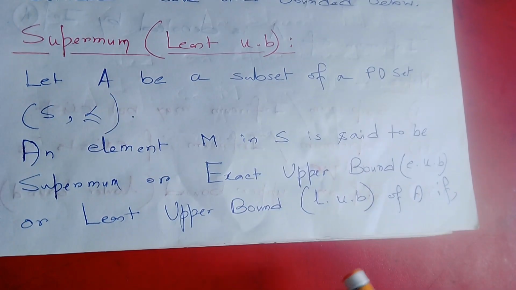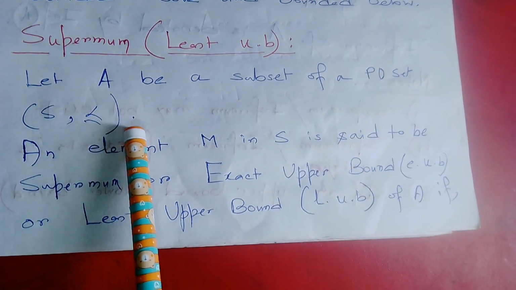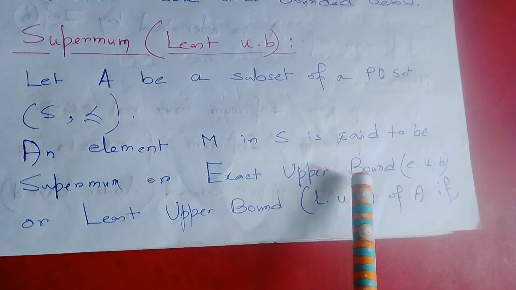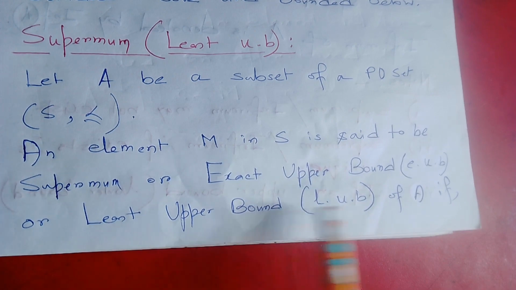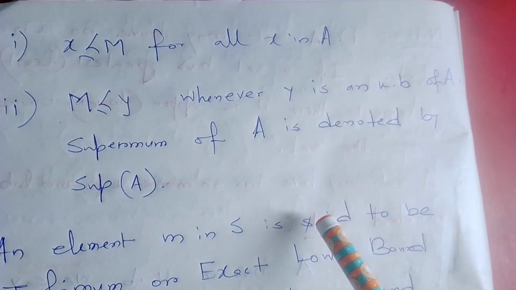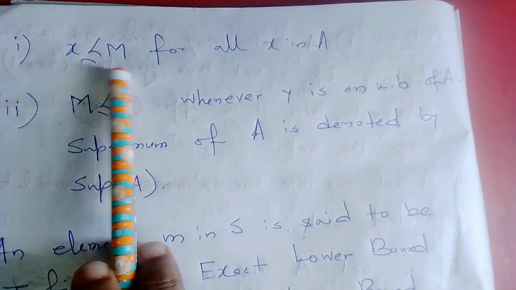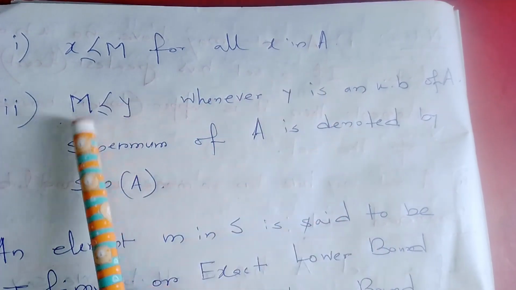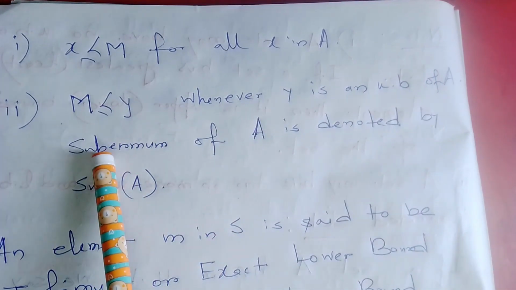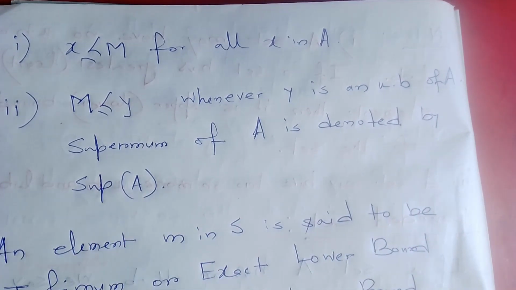Now supremum or least upper bound. Let A be a subset of a poset (S, ≤). An element M in S is said to be the supremum, exact upper bound or least upper bound of A if these two conditions hold: x ≤ M for all x in A, and M ≤ y whenever y is an upper bound of A. The supremum of A is denoted by sup A.